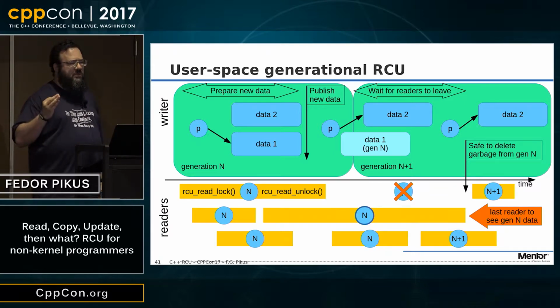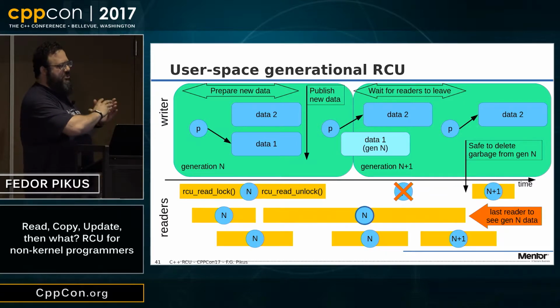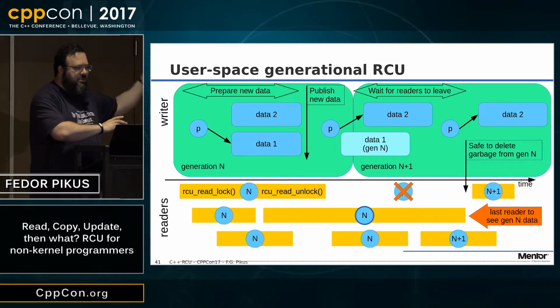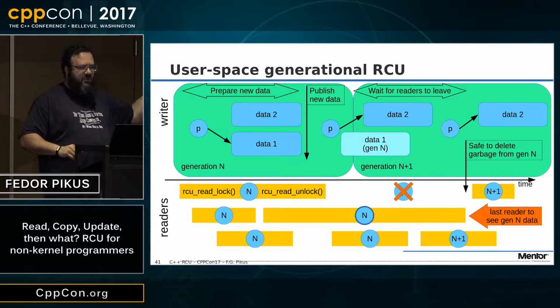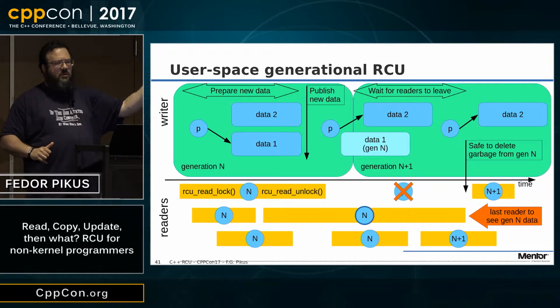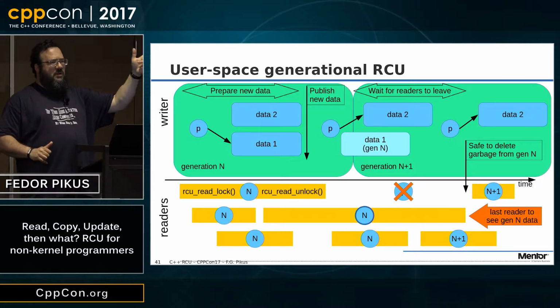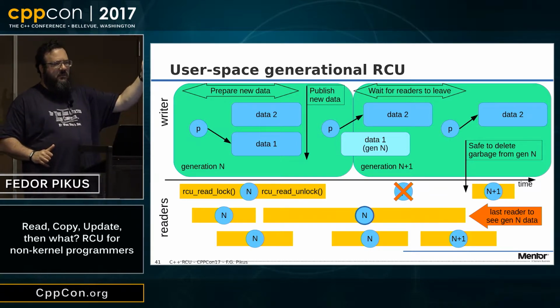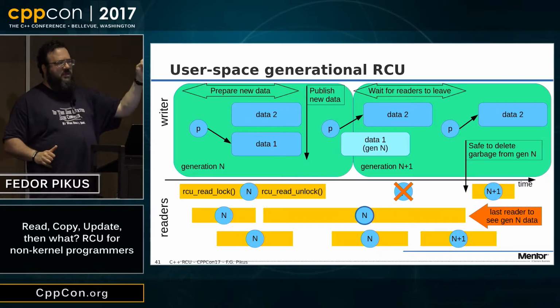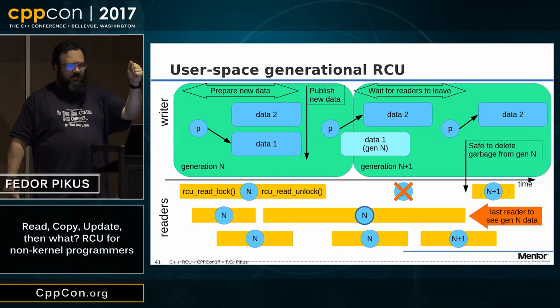How do I know when the readers leave? Well, remember my readers, how they were storing the pointer to the data. Well, they don't store the pointer to the data anymore. What they do store is the generation at which they entered the critical section. So when they called read log, I told them, okay, you're calling read log, current generation is generation n. Hold on to that n, you'll need it. When they're calling read on log, they're saying, I am a reader from generation n.